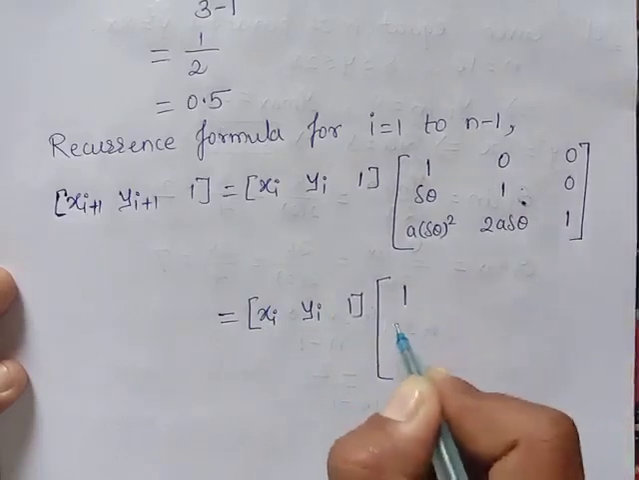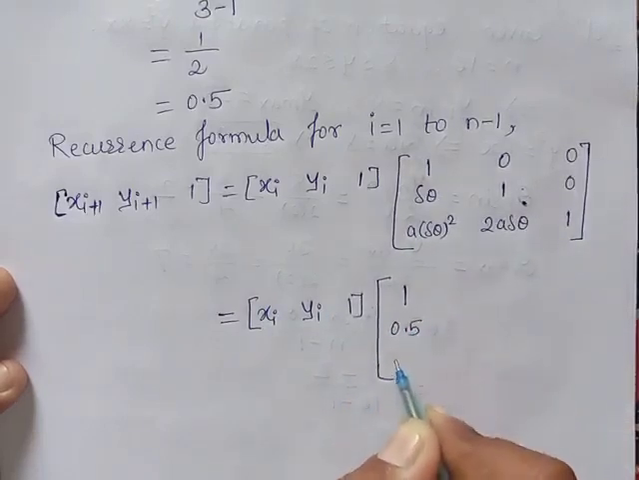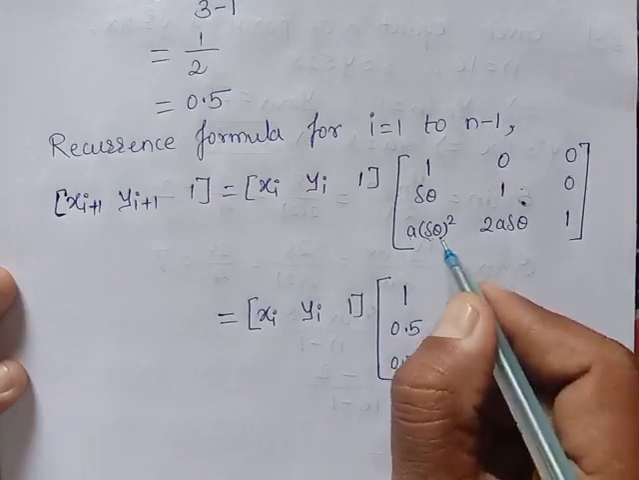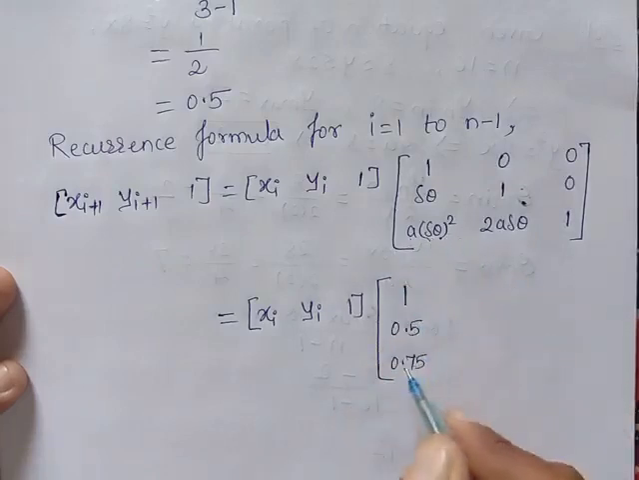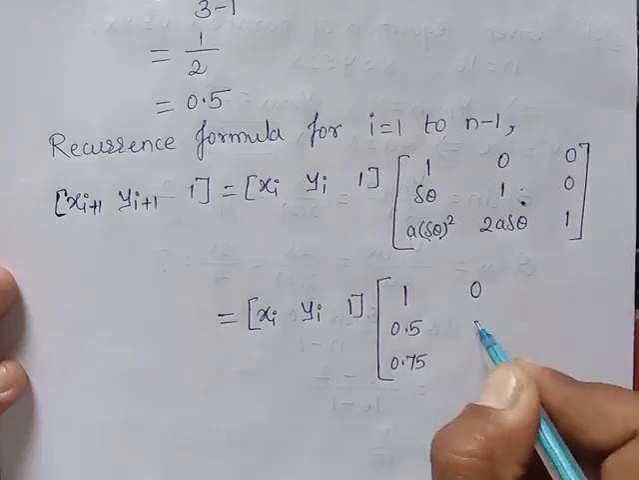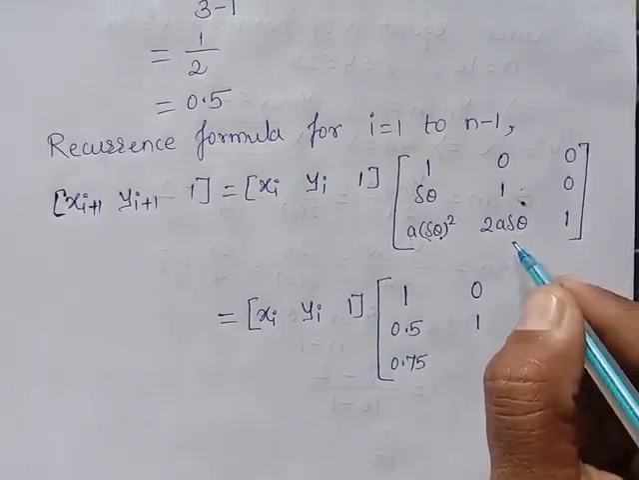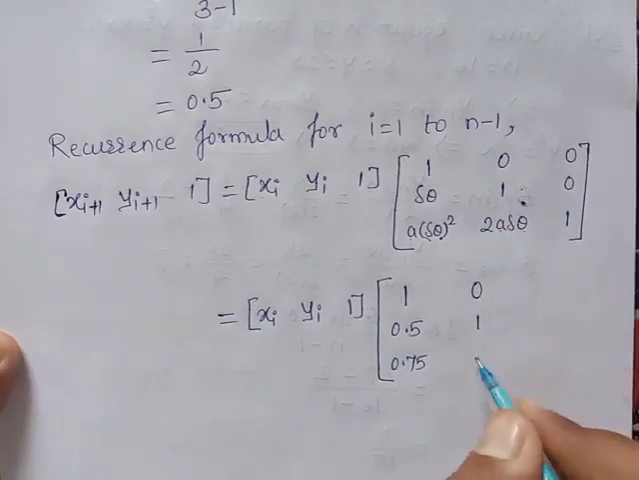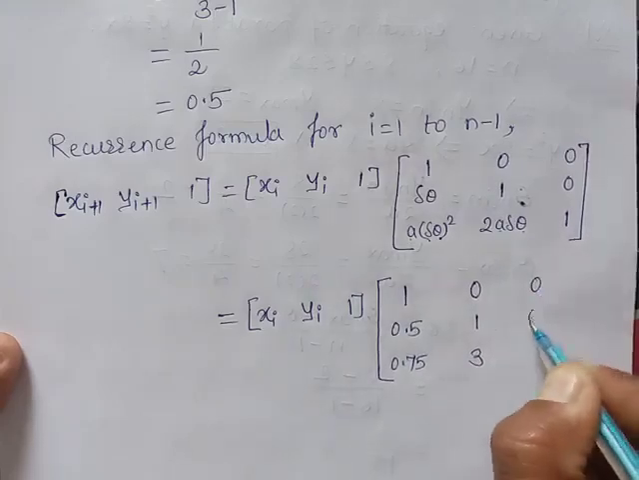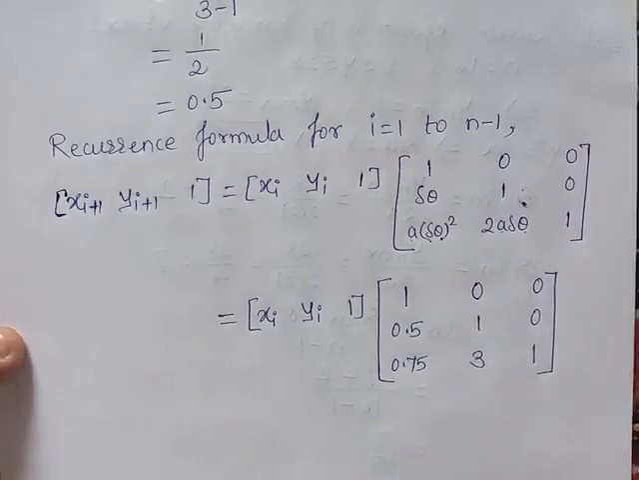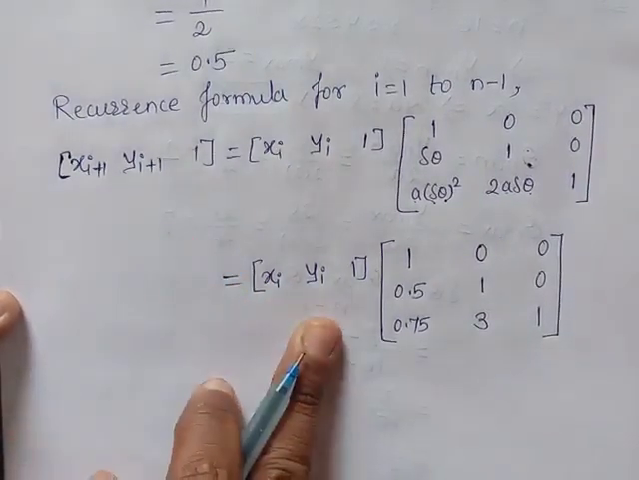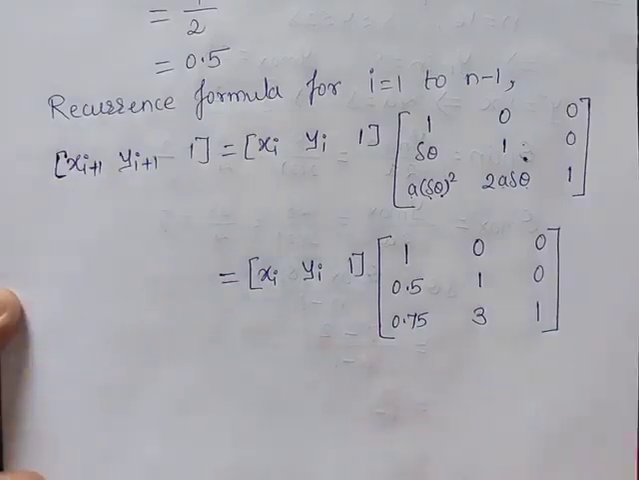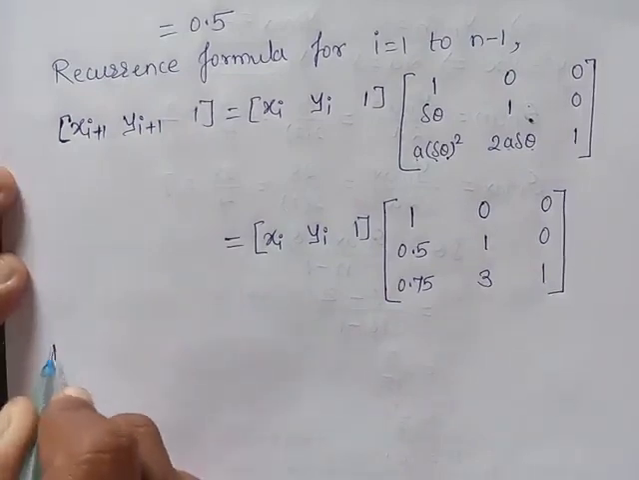So here with xi yi 1, we get 1, 0.5, here 0.75, because a is 3 and delta theta is 0.5, so 0.25 into 3, so it is 0.75. Again 0, 1, 2a delta theta, so a is 3, delta theta is 0.5, that is half, 2 get cancelled, so 3 is left here. 0 0 1, this one. Now put here i equal to 1, we will get x2 y2, right? Then i equal to 2, will get x3 y3. We need 3 points.